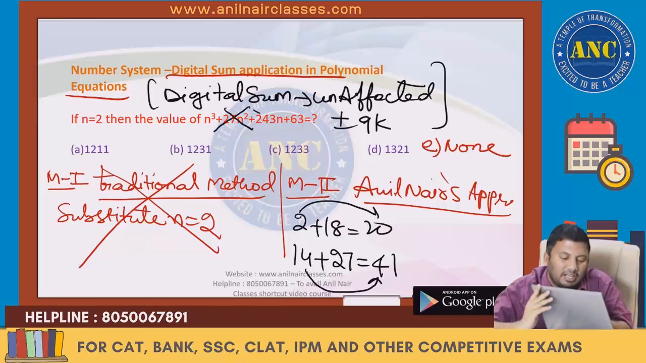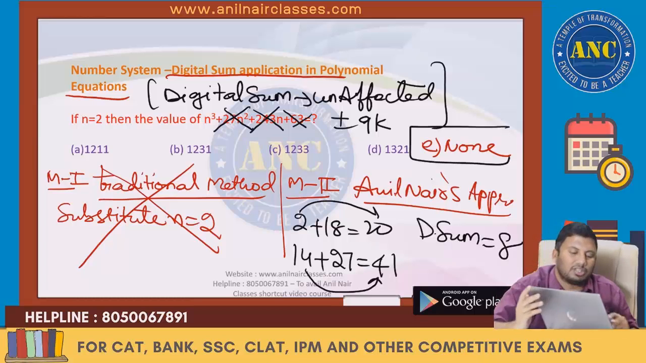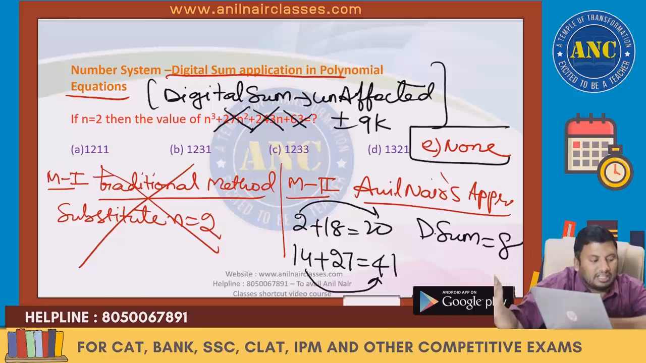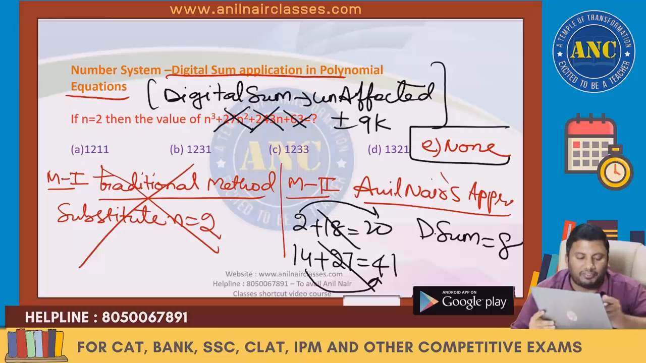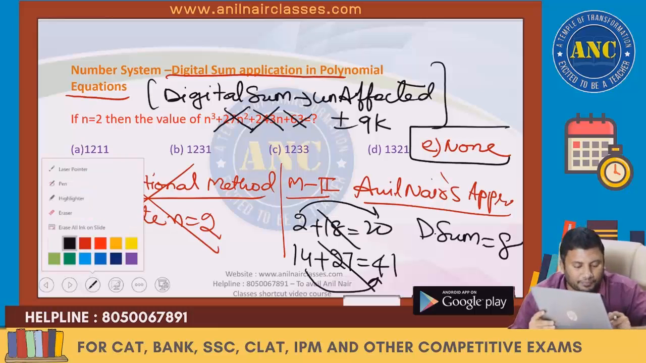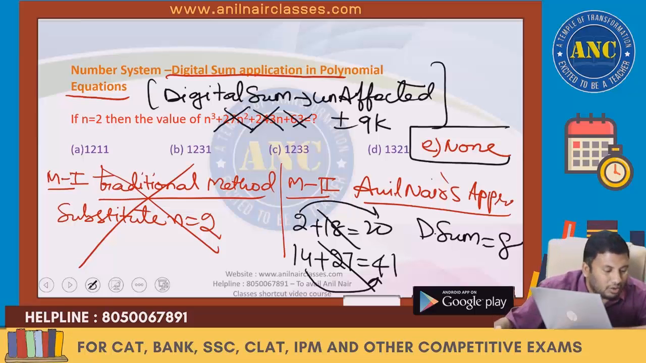27 is 9, delete it. 2 cube is 8. The answer's digital sum should be 8. Answer is none of these. I hope it is clear. Digital sum is unaffected if you add 9 or multiples of 9. Any multiples of 9, please remove them. 27, 9, remove it. 243, 9, remove it. 63, 9, remove it. 2 cube is 8.